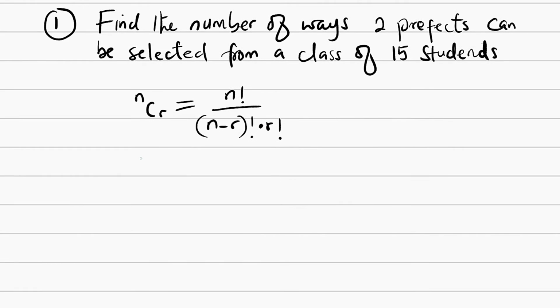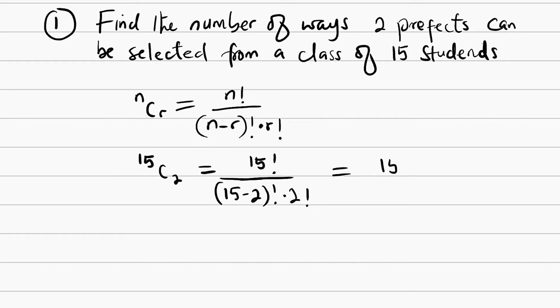So if we have 15 combination 2, this is the same thing as 15 factorial divided by 15 minus 2 factorial, then multiply by 2 factorial. And this is equal to 15 factorial divided by 15 minus 2 is 13. So we have 13 factorial, then multiply by 2 factorial. So 15 factorial means 15 multiplied by 14 multiplied by 13 multiplied by 12 down to 1 in that order.